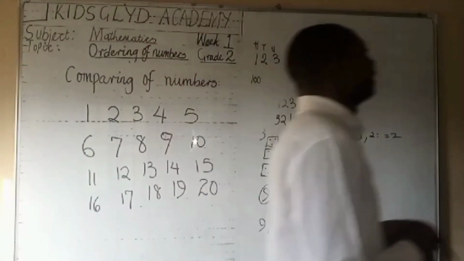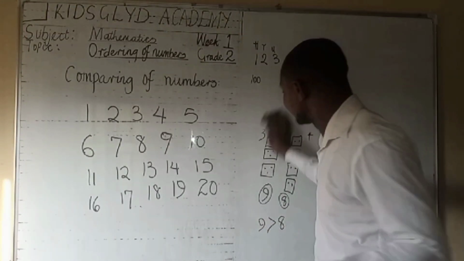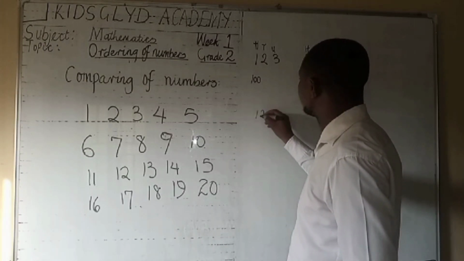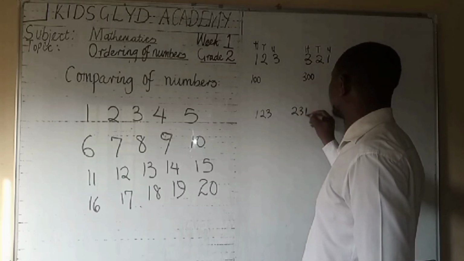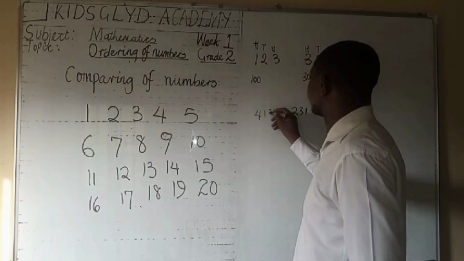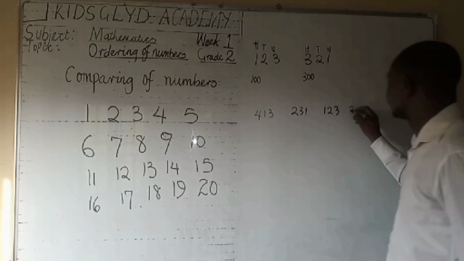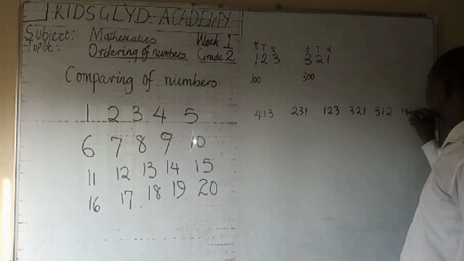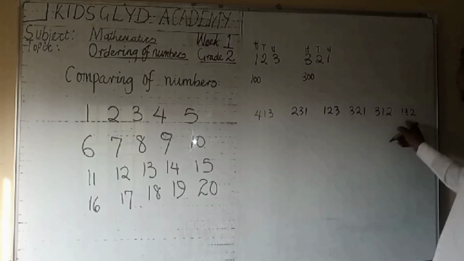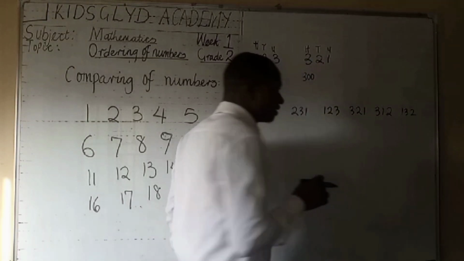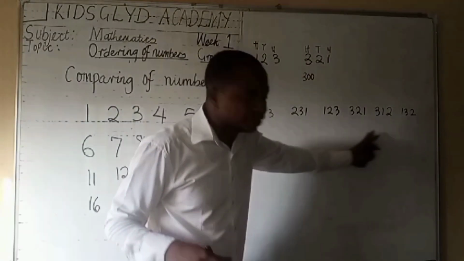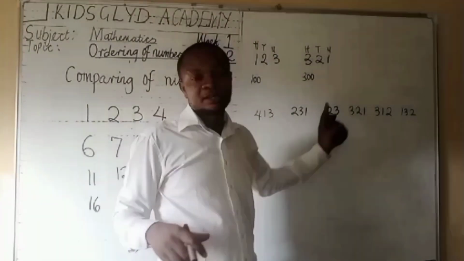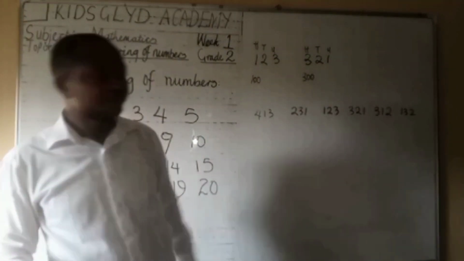So now, there is still another method for us to order these things. You might be asked, for example, we have 1, 2, 3, we have 2, 3, 1, or we have 4, 1, 3, 1, 2, 3, 3, 2, 1, 3, 1, 2, and 1, 3, 2. 1, 2, 3, 4, 5, 6. Now, you might be asked to arrange these numbers, order them from the biggest to the smallest.